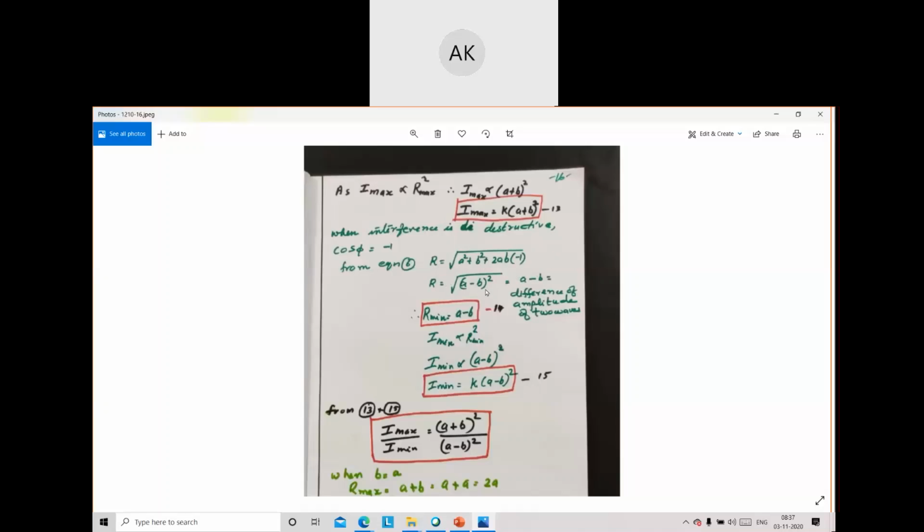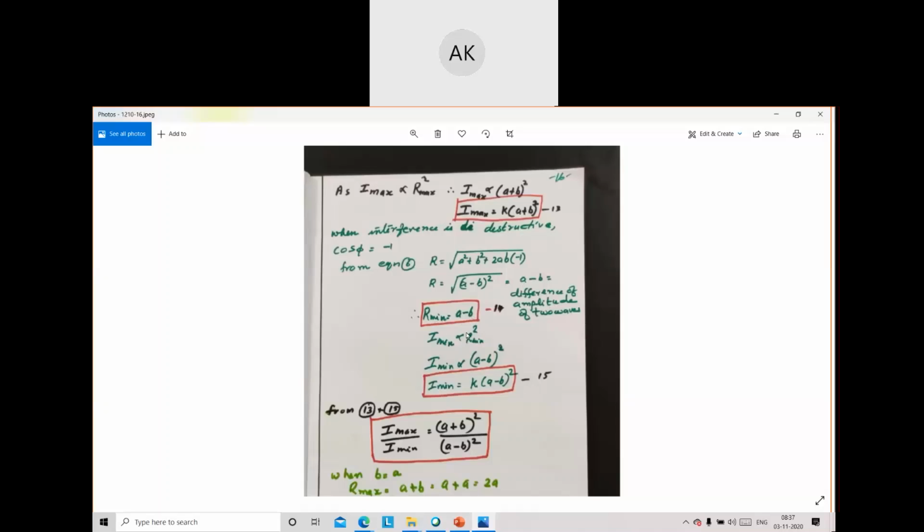So R equals the root of (A minus B) whole square, that's equal to A minus B. So what we get is the difference of the amplitudes of the two waves. So in the case of destructive interference, what is the resultant amplitude? It will be minimum, and it will be the difference of the amplitudes of the two waves.